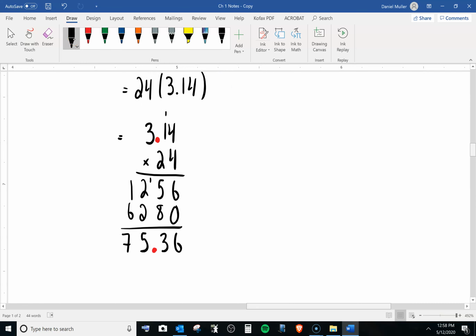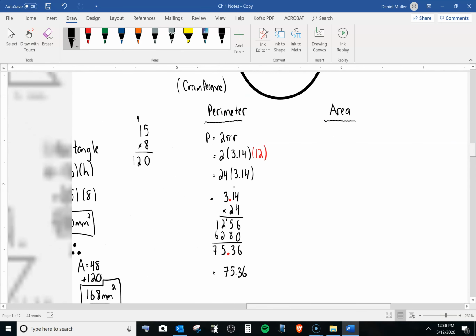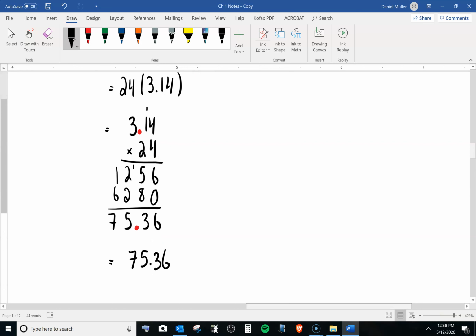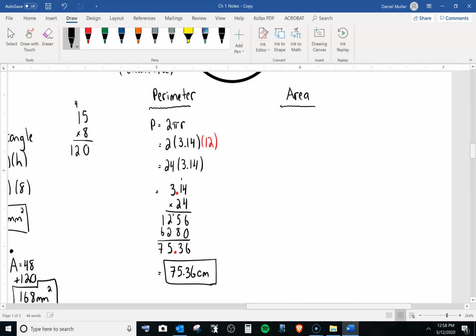So I'm going to write my perimeter, or my circumference, is 75.36. I don't know if it's inches or centimeters or feet. Centimeters. So centimeters. So that's how we're going to do something like this for the perimeter.